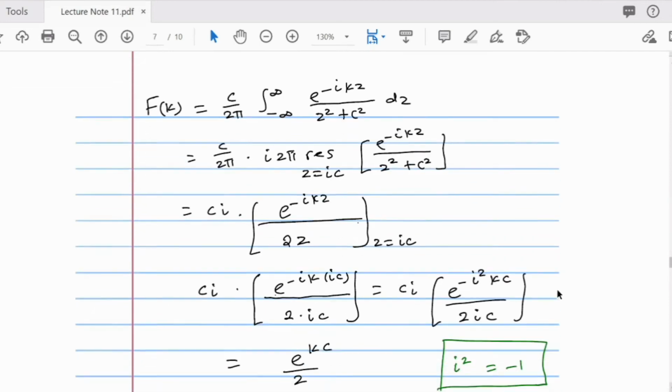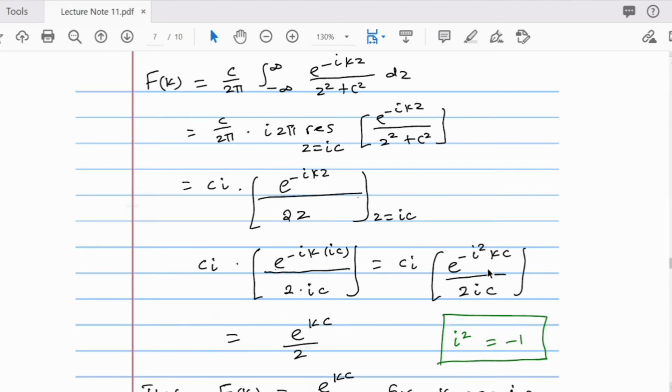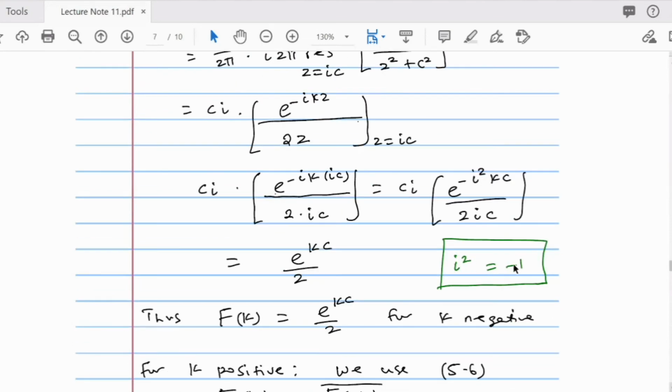Make use of the fact that i squared is equal to minus 1. So this i squared here is minus 1, and minus minus is plus. So we get e to the power kc over 2. This is your f of k for k negative.